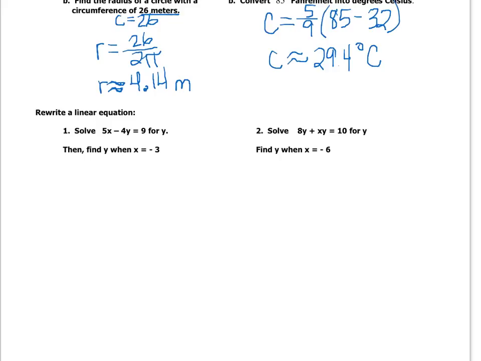it solved for y. So I'm going to circle again what I want to solve for. I want to solve for this y. And it says then find y when x equals -3. So I really have 2 steps to this problem.